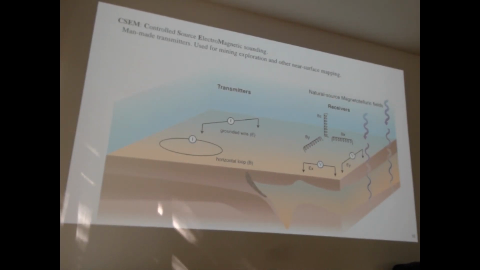We can supplement that source of energy with our own man-made transmitters, either magnetic fields with loops of wire or electric fields with grounded electrodes putting currents to the ground. And you use the same set of receivers to make the measurements. That's called the controlled source method, and it's useful for slightly shallower investigations than the magnetotelluric method. Controlled source methods can go down a few kilometers at the most. The magnetotelluric method can go down, as you've seen, several hundred kilometers.